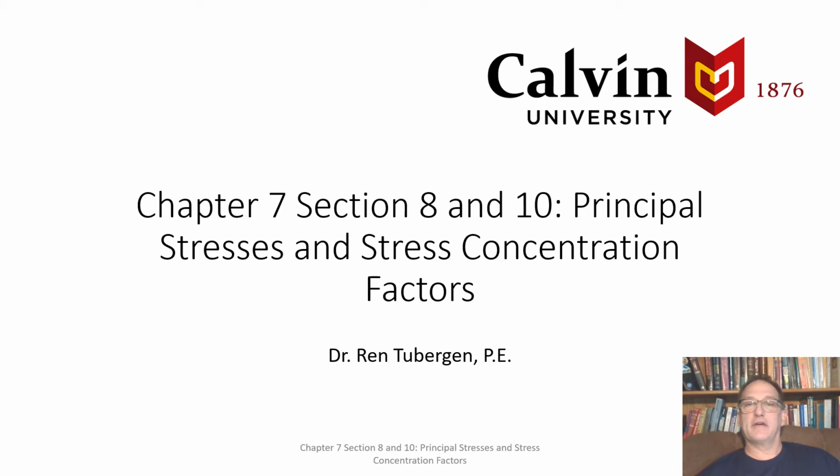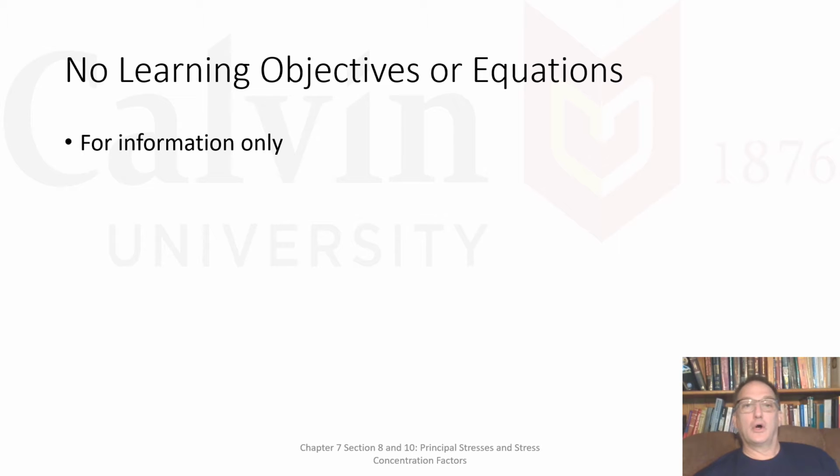Engineering 305, we're still in Chapter 7. We are banging out sections 8 and 10 on principal stresses and stress concentration factors. There are no learning objectives or equations. I think these are sections that normally I would skip, but I just want to touch on them briefly. Maybe this will take all of 5 minutes, but I want you to see what the issue is and why they have sections about this. We can learn from that.